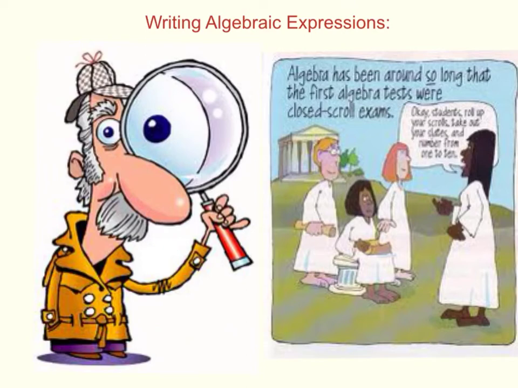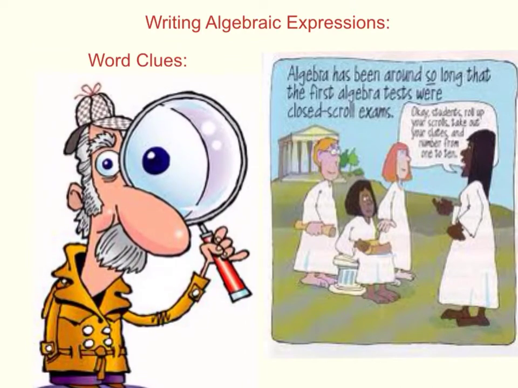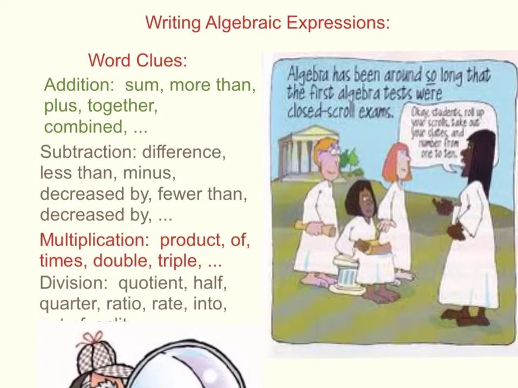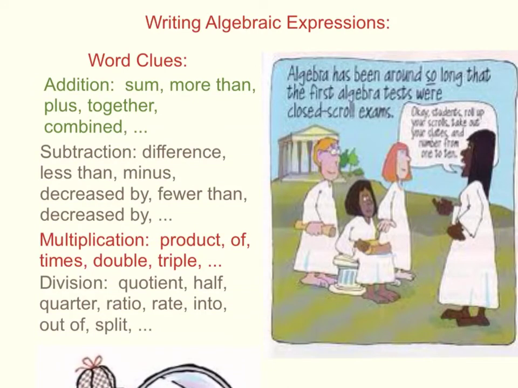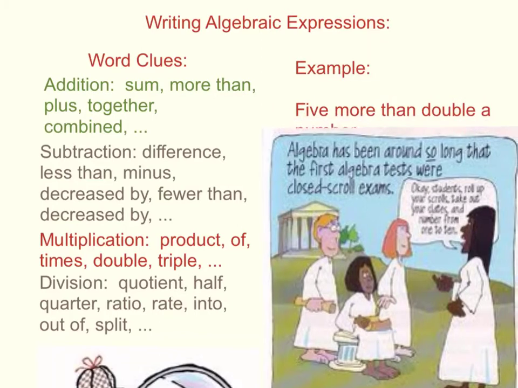When we write algebraic expressions, there are certain word clues that are given to us that tell us what operation we're using. Some of the clues are, for addition, sum, more than, plus, together, and combined. There are also clues for subtraction, multiplication, and division. Please take a moment to pause this video and write down the word clues for each operation. Now let's try an example together.